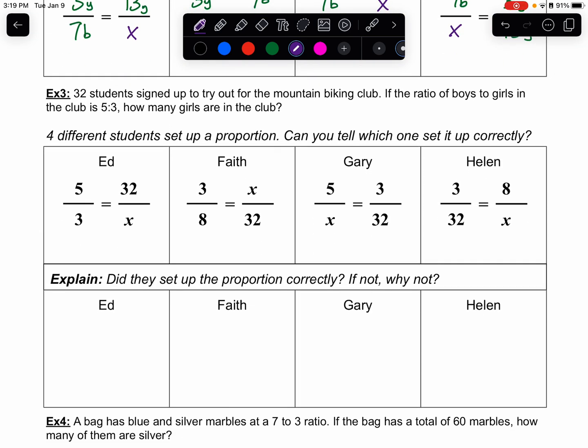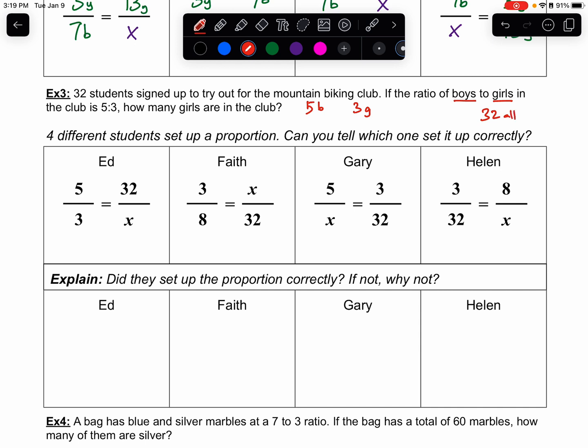Example 3 says that 32 students signed up to try out for the mountain biking club. The ratio of boys to girls in the club is 5 to 3. How many girls are in the club? Ooh, this is tricky. This is one of those dreaded ratio to all questions. So we have the ratio of boys to girls, which is 5 to 3. So it's 5 boys for every 3 girls, and it says we have 32 students total, 32 all.